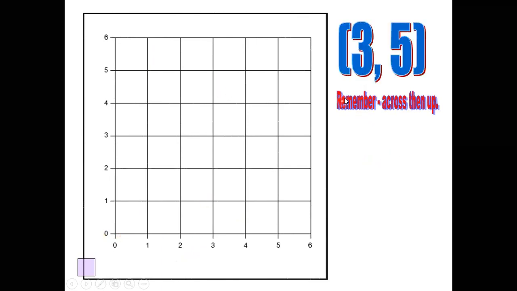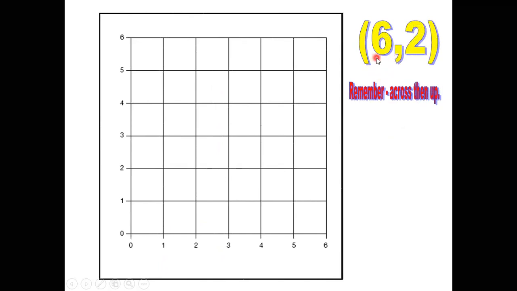Next we want to plot the point (3, 5). First across, how many places? 3 places. So first we move to the origin, (0, 0), and after that 3 places across, then 5 places up. So this is the point (3, 5). Remember, first across, then up.